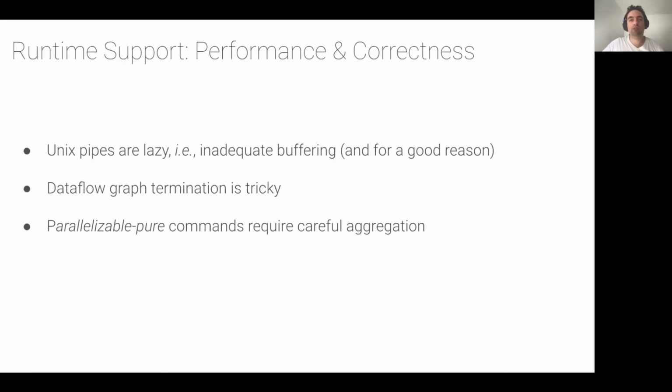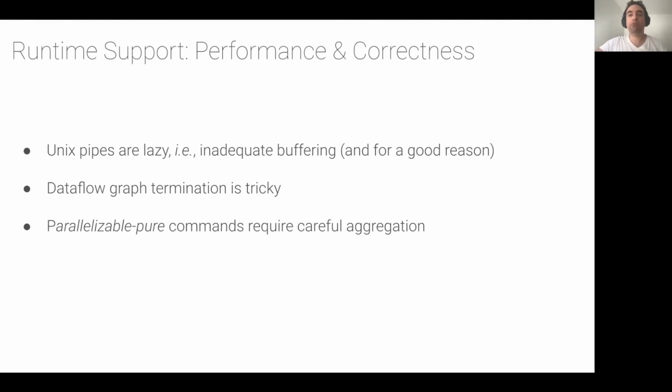PaSh's runtime support solves several challenges, a few of which I'm going to outline below. These challenges are related to performance and correctness characteristics of the parallel scripts. The first problem is that Unix pipes are lazy. Writing to a pipe blocks if no consumer is reading, as the pipe does not have adequate buffering. Such blocking is unavoidable, as there will always be an aggregator node at some point up to the end of the parallel data flow graph to ensure results are equivalent to the sequential execution.